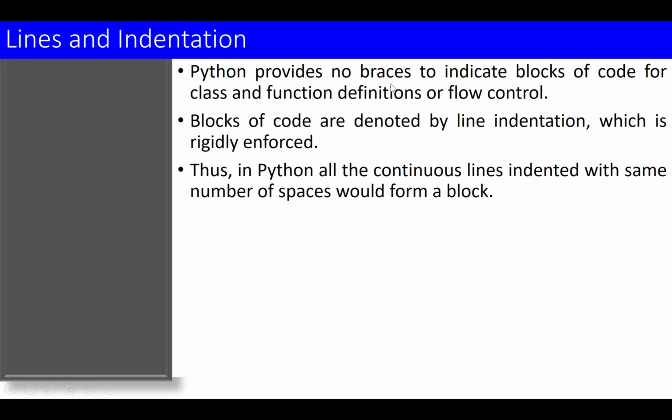Next, Python provides no braces to indicate blocks of code. In C, if you observe, we write the code with braces as a block of code for class and function definitions or flow control. In Python, blocks of code are denoted by line indentation, which is rigidly enforced. Thus, in Python, all the continuous lines indented with the same number of spaces form a block.